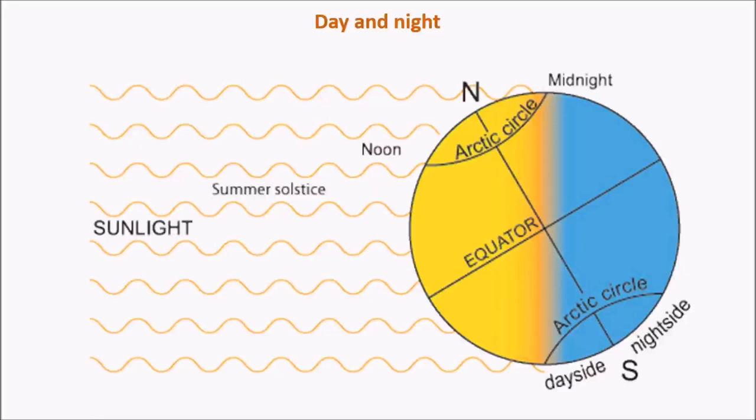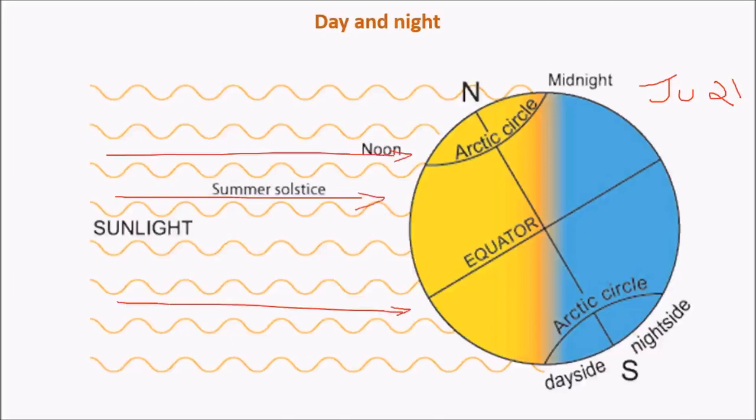For example, let us consider the situation on June 21st, that is the summer solstice for the northern hemisphere. We can see that due to the tilted axis, the northern hemisphere receives direct sunlight, whereas the equator and southern hemisphere receive slightly slant sunlight. And we can see that this one line which separates the dark zone from the bright zone is called the line of illumination.